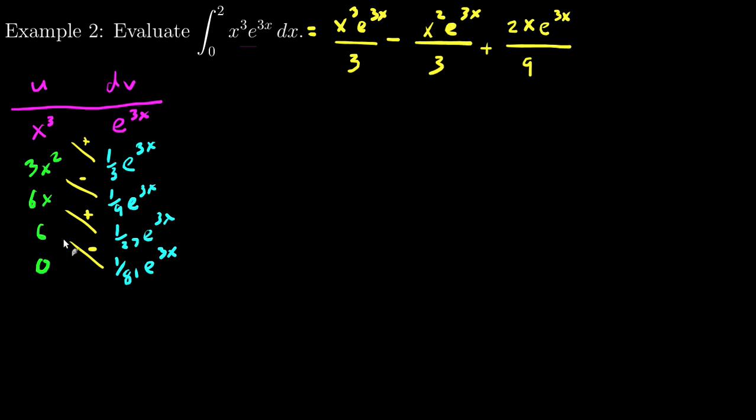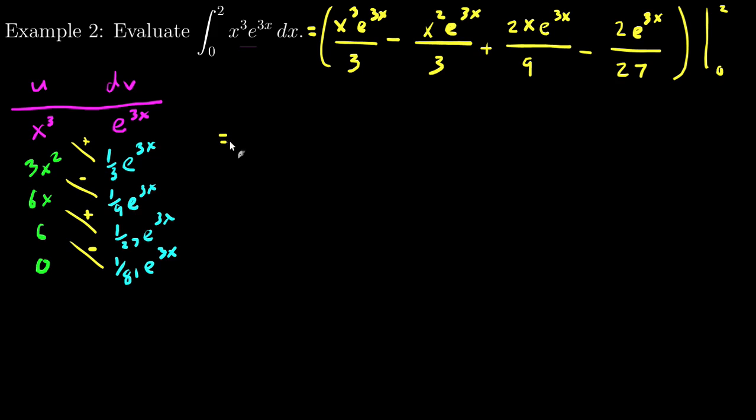And then I do minus this product, 6 times 1 over 81. Well, the 3's will cancel out, and I'll be left with a 2 over 27, and that's going to be e to the 3x up there. And so that's the antiderivative, which will be evaluated from 0 to 2.